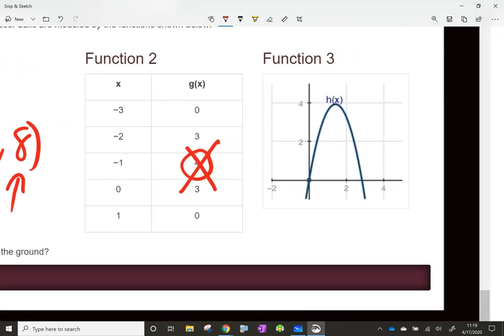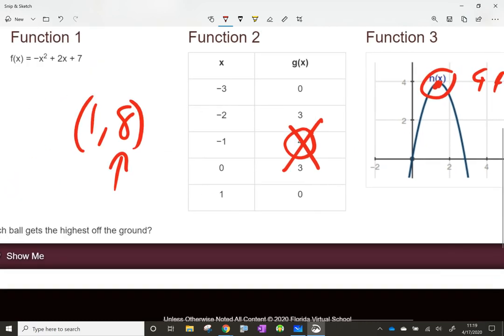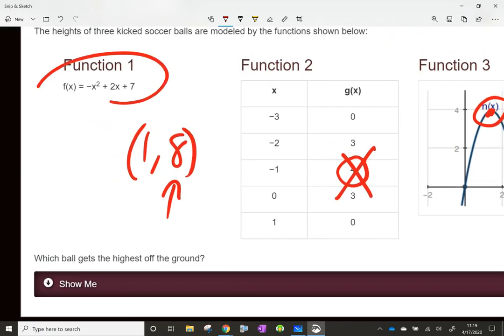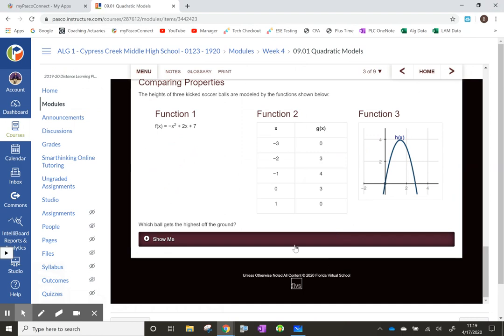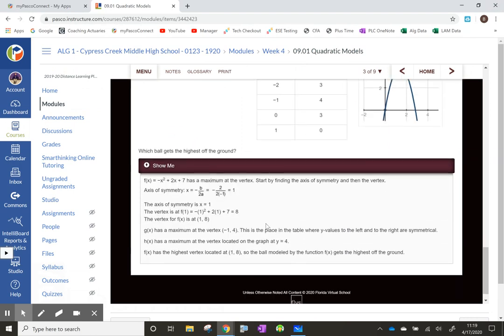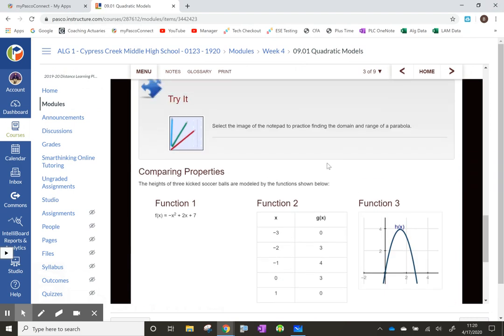And then, of course, you've got the graph. The graph is pretty easy on this one. The vertex is all the way at the top, and so that tells us the vertex here is at 4 feet as well. So the soccer ball that went highest is function 1 soccer ball. And again, we found that through the formula and working it out, plugging it in. So you can see that one all explained right here.